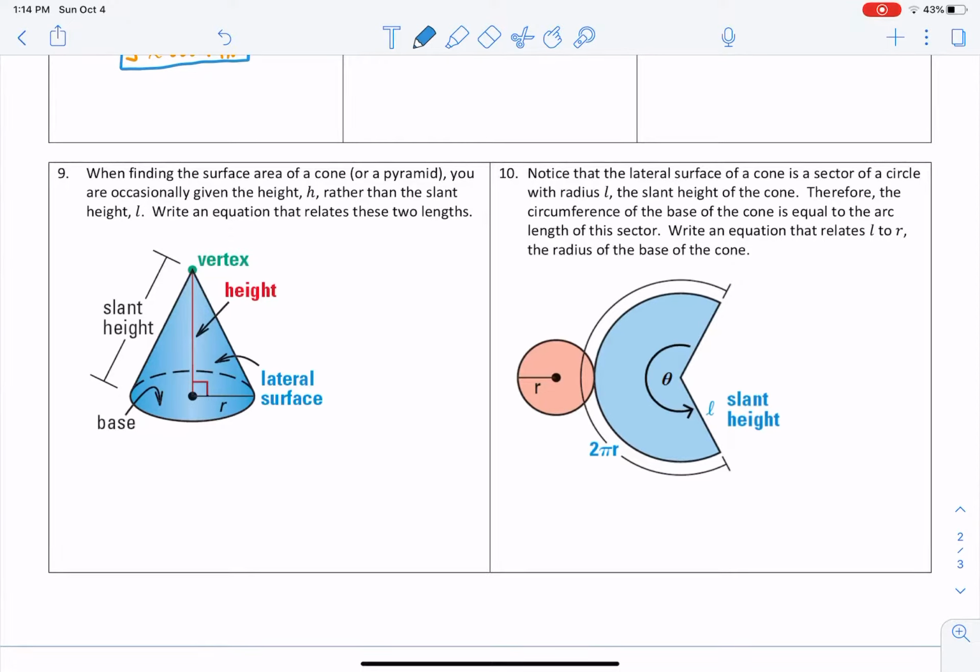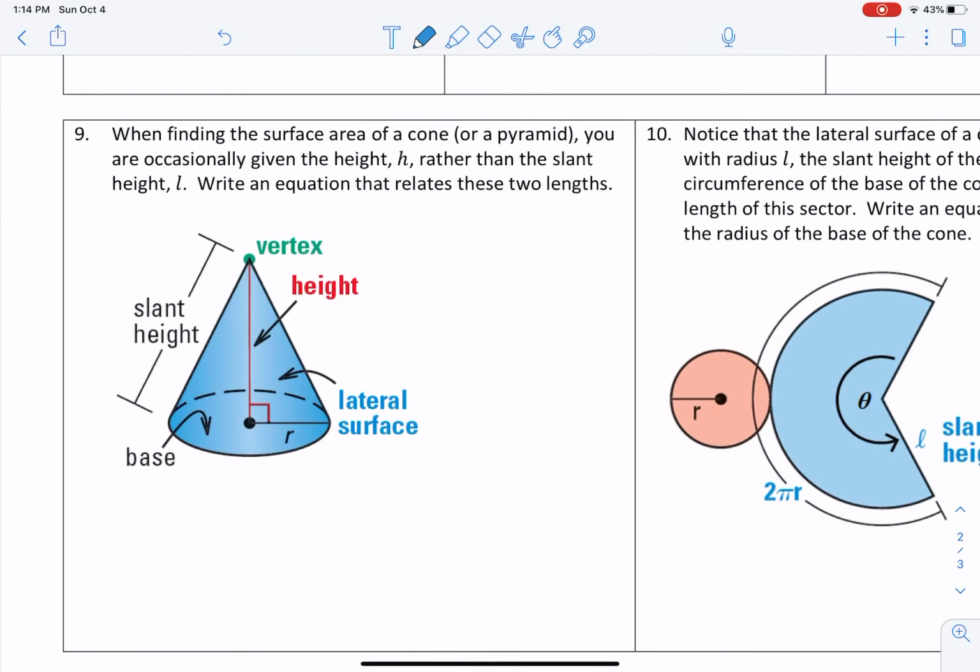Let's take a look at question 9 and 10 from the surface area exploration. Number 9, when finding the surface area of a cone or a pyramid, you are occasionally given the height rather than the slant height L. Write an equation that relates these two lengths.